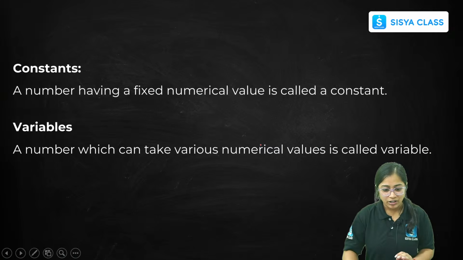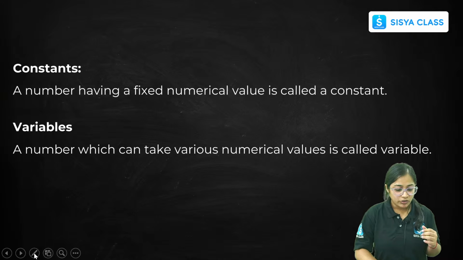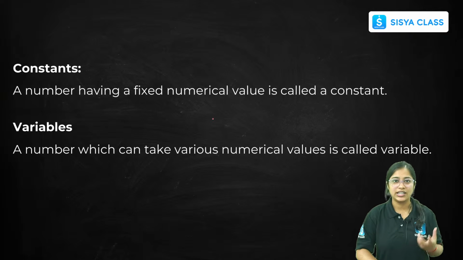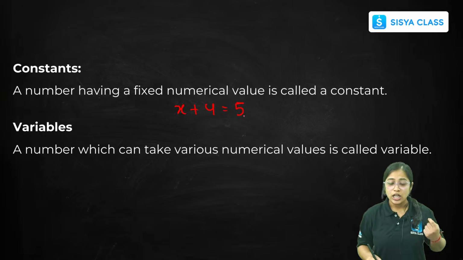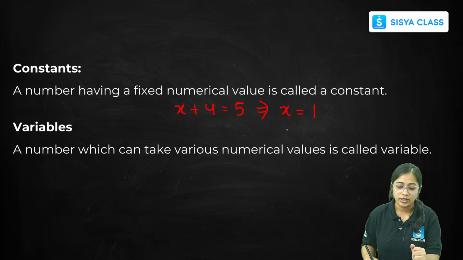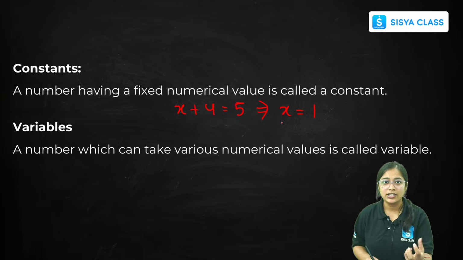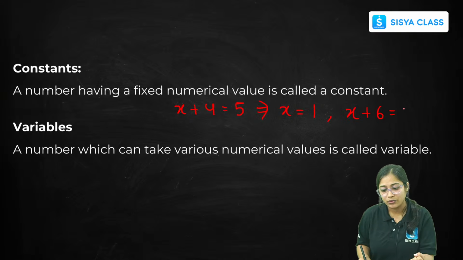First let's start with constants and variables. Suppose I give you this equation: x plus 4 equals 5. In this equation, what is the value of x? The value of x is 1. Now if I give you another equation, let's suppose x plus 6 equals 7, or x plus 6 equals 9. From here, what is the value of x we will get? It is x equals 3.